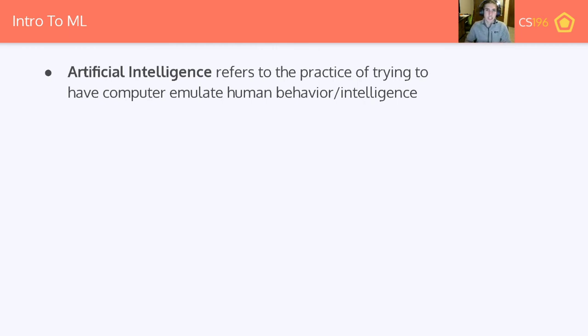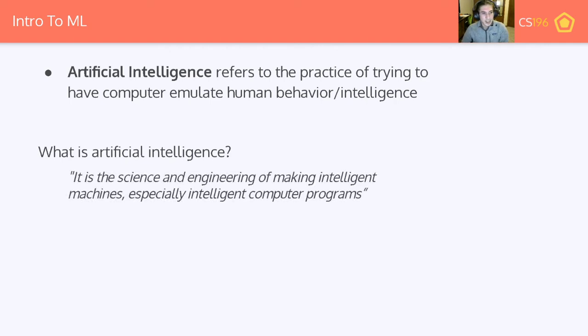AI refers to the practice of trying to emulate human behavior or emulate human intelligence using machines and using code. And so there's a big question here, which is, what really is that? Artificial intelligence is the science and engineering of making intelligent machines and especially intelligent computer programs, right? And this is a quote from, I think it was a symposium of some sort, where they just discussed what is AI. The very famous researcher John McCarthy was the lead of this.